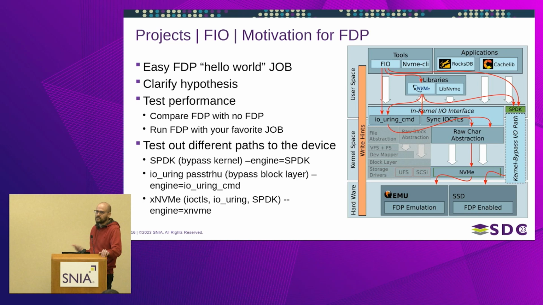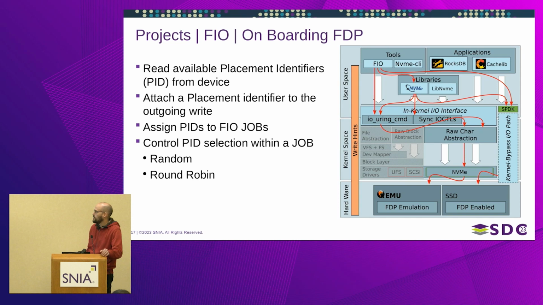So what's the relationship between FDP and FIO? So what was done to FIO to onboard FDP? As we heard in the previous talk, you have to kind of ask the device and say, what are your placement identifiers? How many do you have? What are my options here? So this is one of the things that was added to FIO, and it internally knows how many placement identifiers it can have, because not all the devices have the same amount.